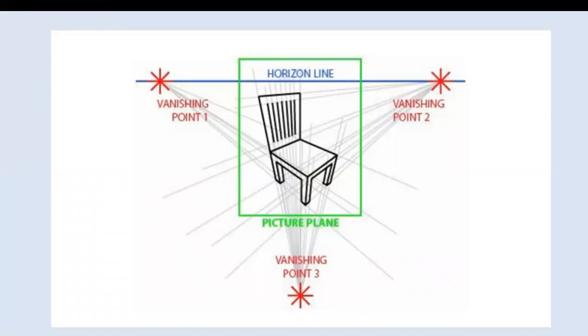Here is an example of a chair drawn in three-point perspective from a bird's eye view. Observe the horizon line and the location of the three vanishing points.